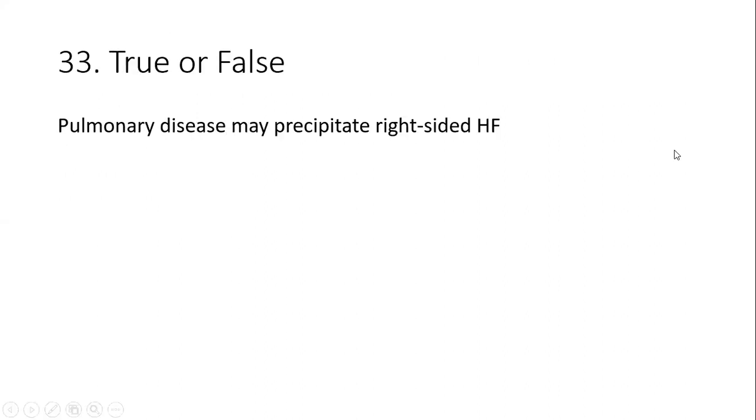Okay. True or false? Pulmonary disease may precipitate right sided heart failure. True. It is true. I like it, you put some jazz on that, true. Sounded like you really meant it. So, yes.